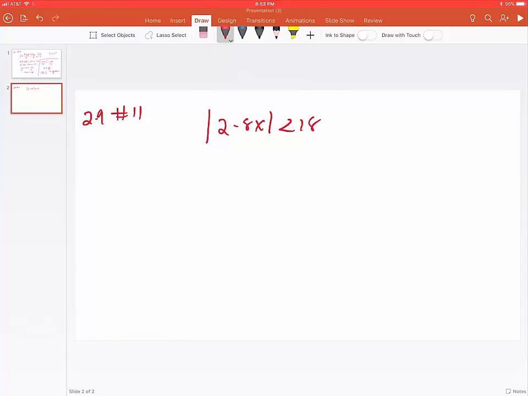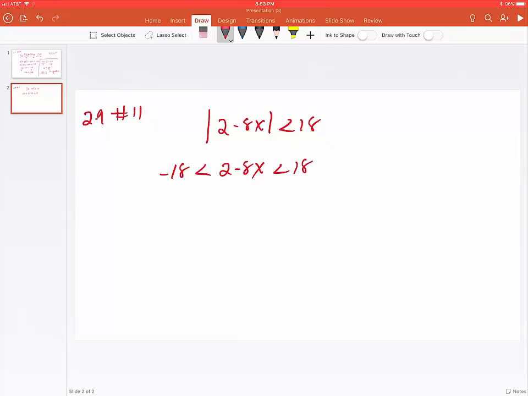So this is 2.9, number 11, the example. So this is the absolute value of 2 minus 8x is less than 18. So when you have the less than, what you have to do is rewrite it as negative 18 is less than 2 minus 8x is less than 18.